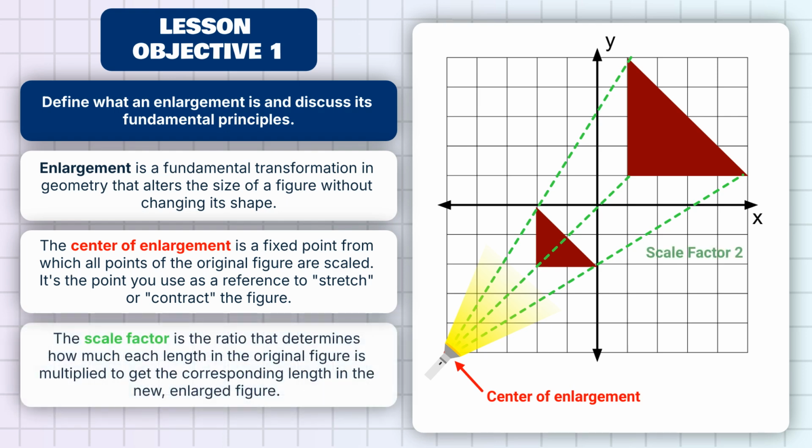The scale factor is the ratio that determines how much each length in the original figure is multiplied to get the corresponding length in the new enlarged figure. If the scale factor is 1, the figure remains the same size. If the scale factor is greater than 1, the figure enlarges. In this lesson, we'll consider scale factors greater than 1. Later on, we will look at scale factors less than 1.